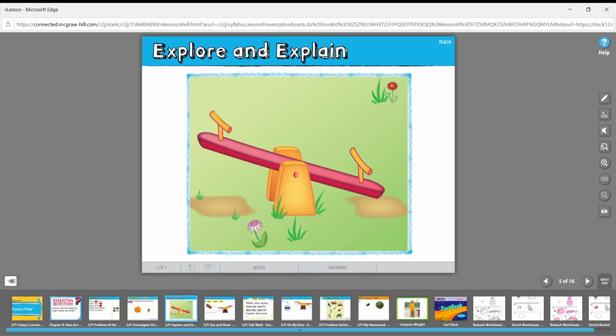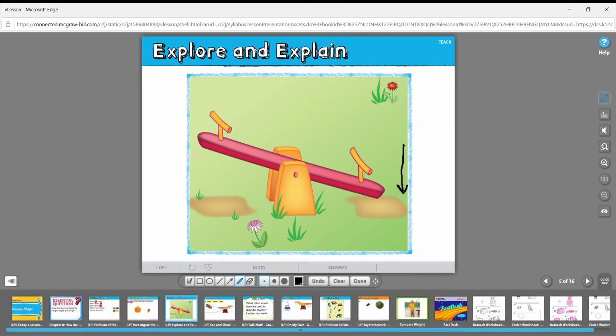Okay, so now when we go back to explore and explain, this teeter-totter is like a balance scale. So if something is heavier, it makes it go down on one side, right? So we are going to draw the two things that you found and show the heavier one on the side that is pointing down.